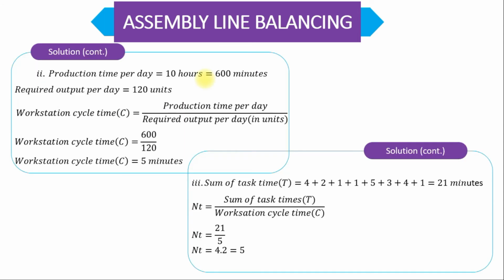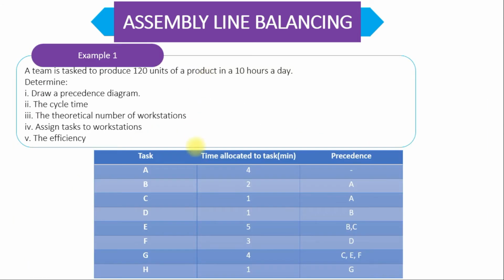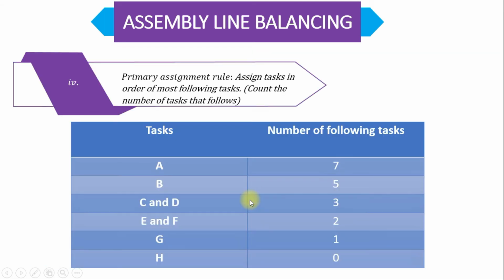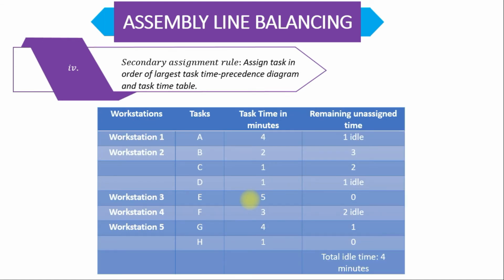So let's move on to the task timetable. As we can see, C and D both have 1 minute. So that rule cannot break the tie. The next one says that if that doesn't break the tie, then move on to the precedence diagram.